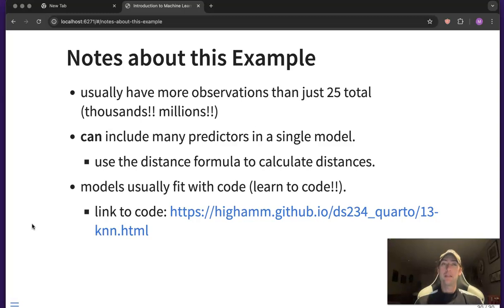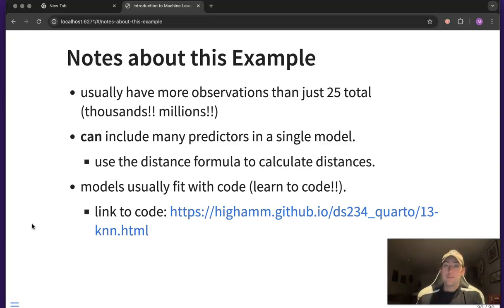Usually when fitting a k-nearest neighbors model, or really most types of models used for classification, we have way more than just 25 total observations. So we just had the 25 players, we split them 15 that we put on the graph, and then 10 that we were making classifications for. Really, this is not enough to get an accurate idea about the classification rate. And so usually you would have thousands, or in some scenarios even millions of different cases or observations.